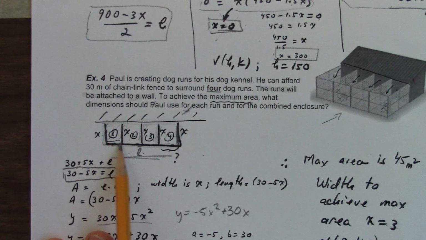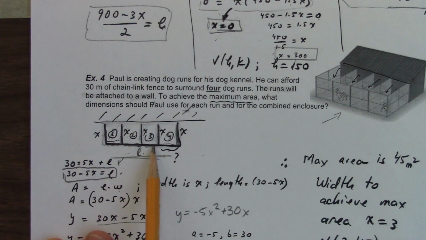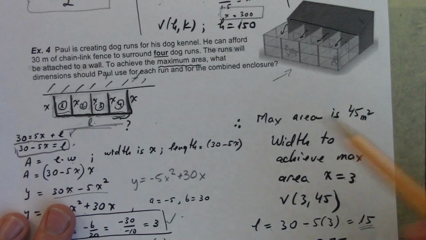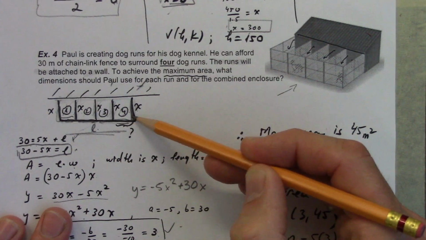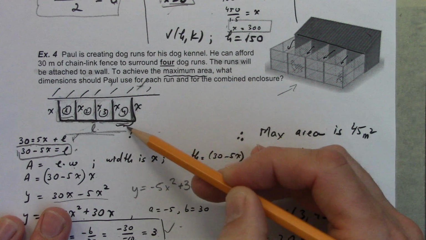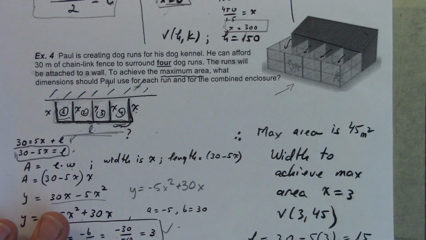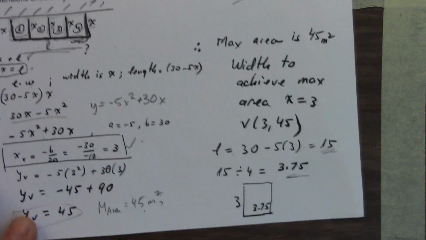To get the individual length for each of the bins, you would divide that length by 4, because there's 4 sections to it. 1, 2, 3, 4. And then if you do that, you get 3.75. So we know each one of these dog bins is going to be 3.75 meters times 3. So almost squares, but not quite.